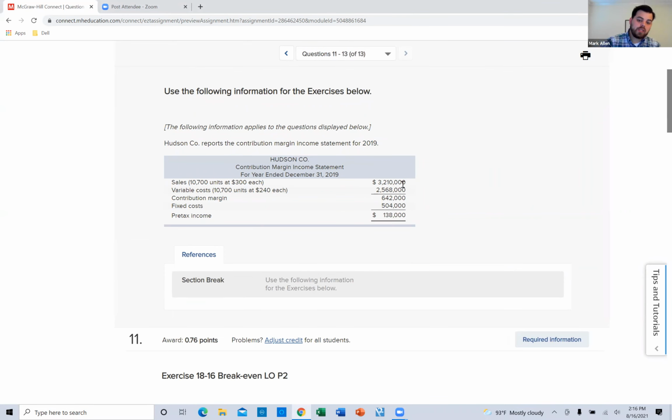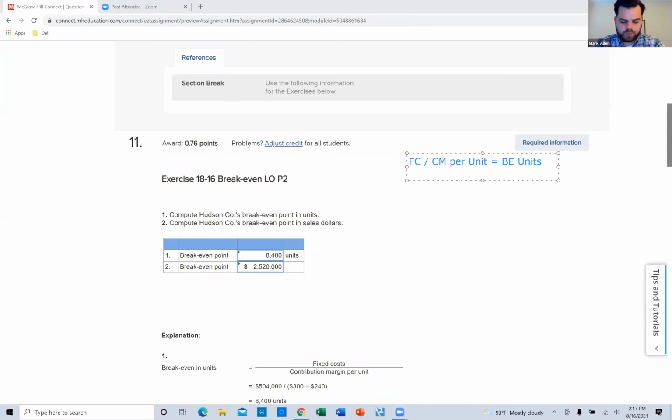So the first thing that we've got to remember is that break-even point in units is simply calculated as fixed costs divided by contribution margin per unit. So fixed cost divided by contribution margin per unit equals break-even in units. And then for break-even in dollars, we can take our break-even units times our sales price.